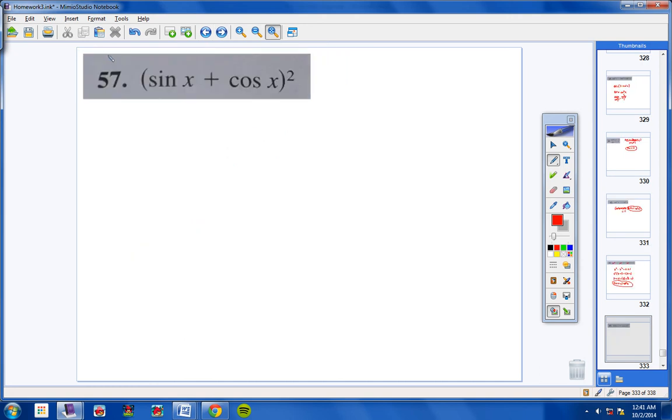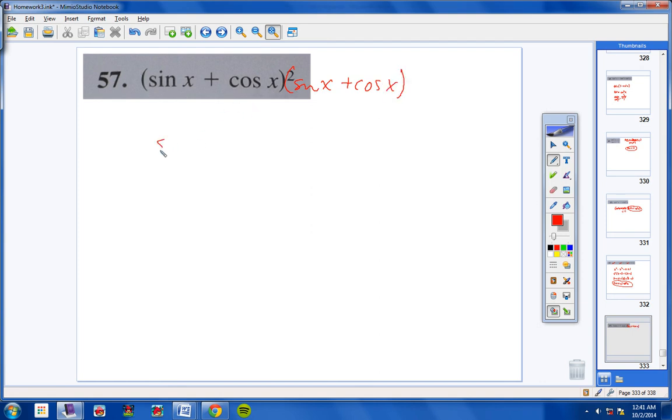Number 57. All right, well, let's see what the directions say. Perform the multiplication and then simplify. And there's more than one correct answer. So here we go. Sine x plus cosine x times sine x plus cosine x.